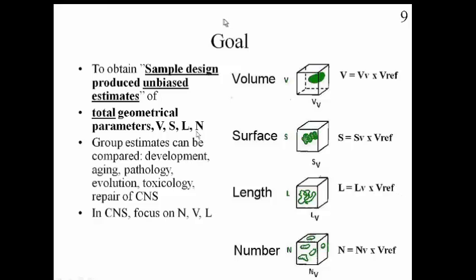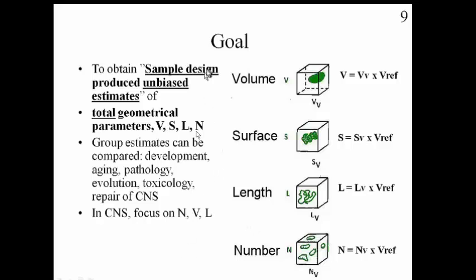So the goal of our study then is to obtain a sample design that produces unbiased estimates of total geometrical parameters. This is because the group estimates can be compared, and these can be used in studies of development, aging, pathology, evolution, and so on. In the central nervous system, which I will be talking mostly about in the examples that I give, but which are also applicable to other organ systems, we will focus on the number, the volume, and the length of particular estimates.